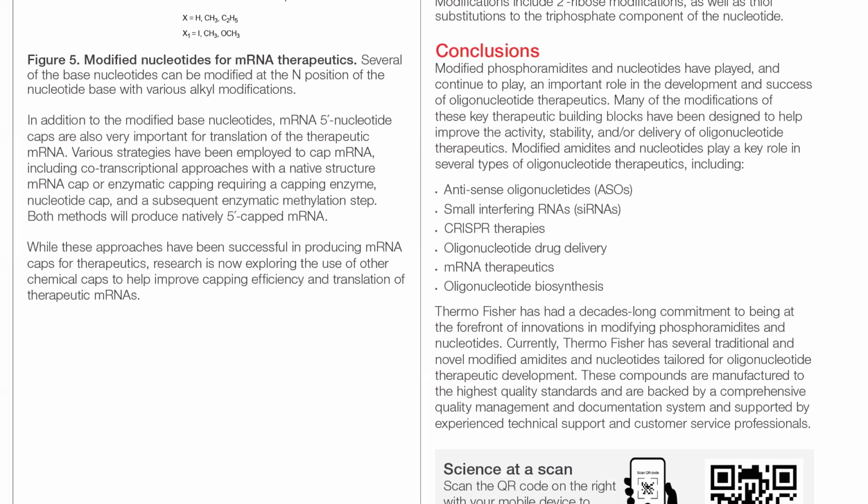So to conclude, modified amidites and nucleotides play an important role in many types of oligonucleotides and mRNA therapies. Thermo Fisher has a decades-long commitment to the innovation and synthesis of phosphoramidites and nucleotides. Thermo Fisher has several traditional and novel modified amidites and nucleotides tailored for therapeutic development. These compounds are manufactured with the highest quality standards and most comprehensive documentation guidelines available.